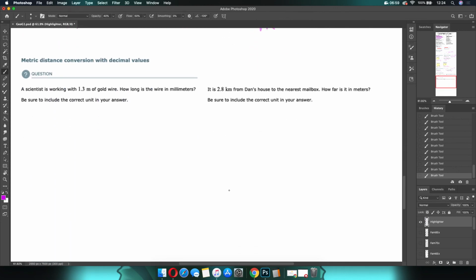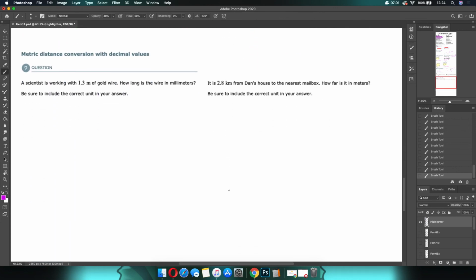Metric distance. Again, just getting used to this. Scientist has meters, and now you're converting to millimeters. So this time you're going smaller, which means you're multiplying. So 1.3 times your 1,000, which just means we move the decimal over 3 places. So we have 1,300 millimeters.